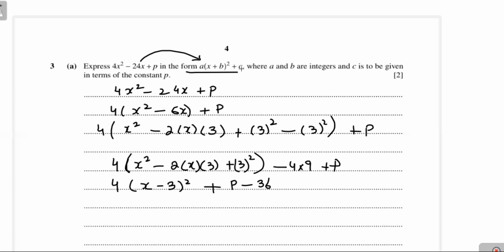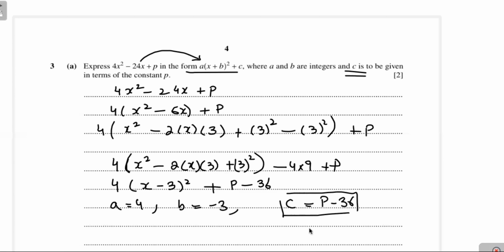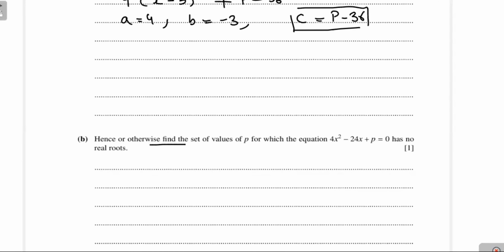Now here we have to find c. And here a is equal to 4, b equal to minus 3, and c is equal to p minus 36. This is the answer. Part B, hence or otherwise find the set of values of p for which 4x square minus 24x plus p has no real root.